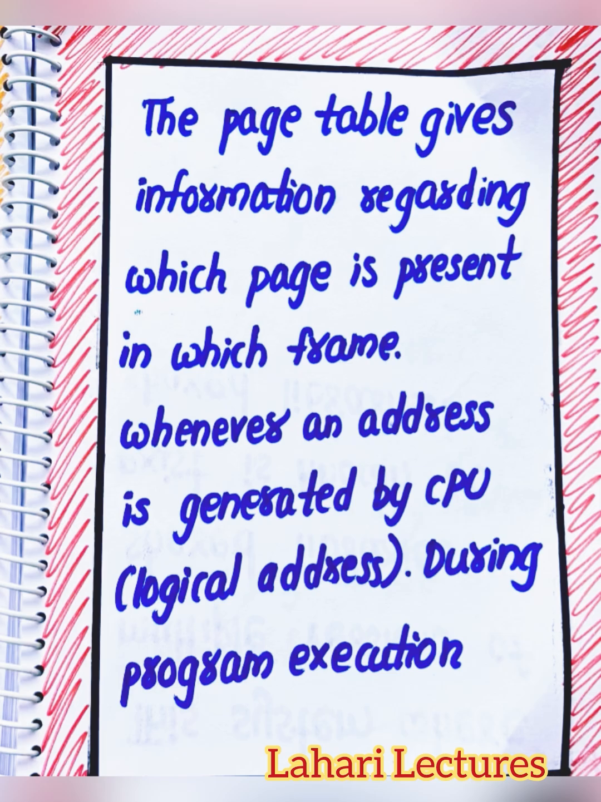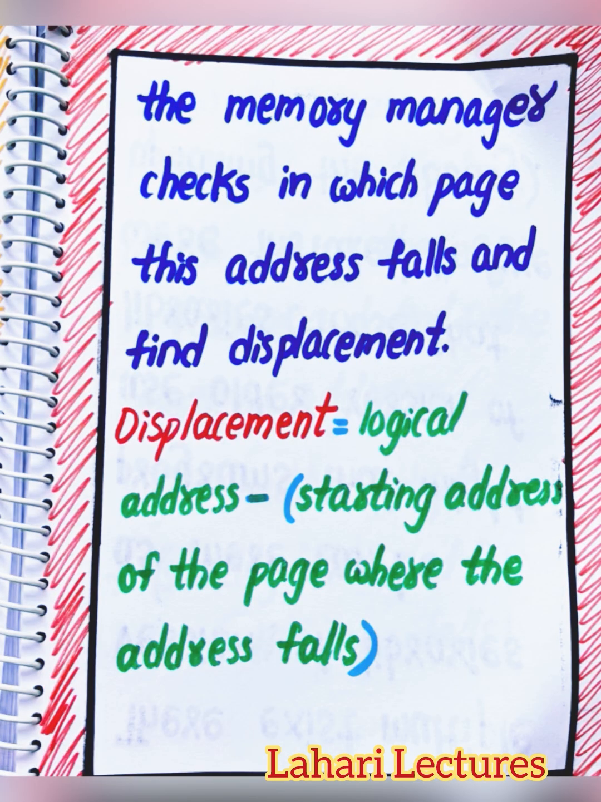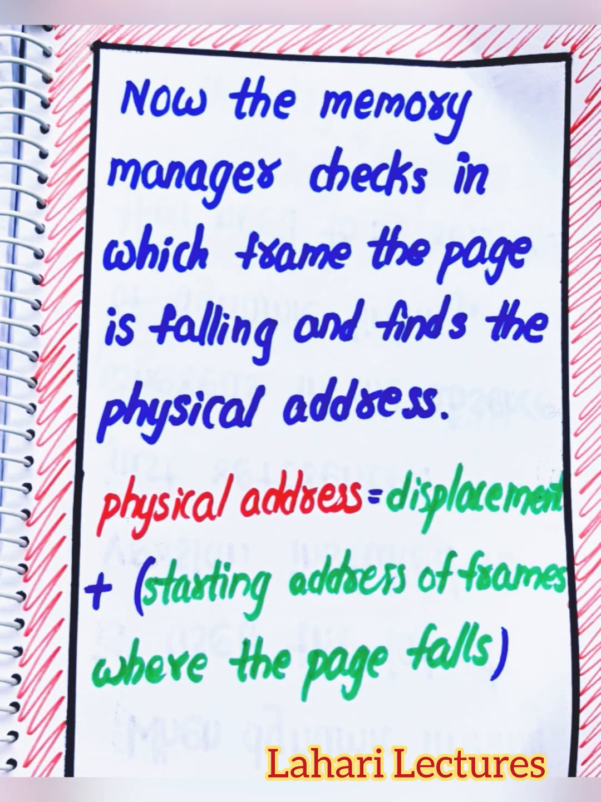The page table gives information regarding which page is present in which frame. Whenever an address is generated by the CPU, the logical address, during program execution, the memory manager checks in which page this address falls and finds the displacement. Displacement equals logical address minus starting address of the page where the address falls. Now, the memory manager checks in which frame the page is falling and finds the physical address. Physical address equals displacement plus starting address of the frame where the page falls.